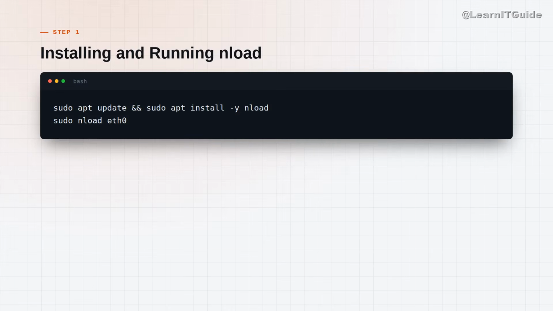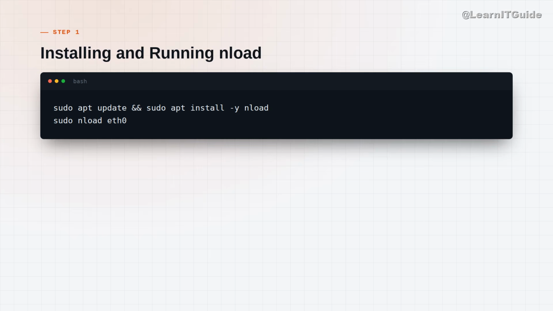Now we install nload. The first command, apt update, refreshes the list of available packages on your system. Think of it like checking the store catalog before shopping. apt stands for Advanced Package Tool, which is Ubuntu's built-in software manager. Then apt install nload downloads and installs the tool. Using the -y flag means yes to all prompts automatically. After installation, we run nload followed by our network interface name, which is eth0 in this cloud environment.